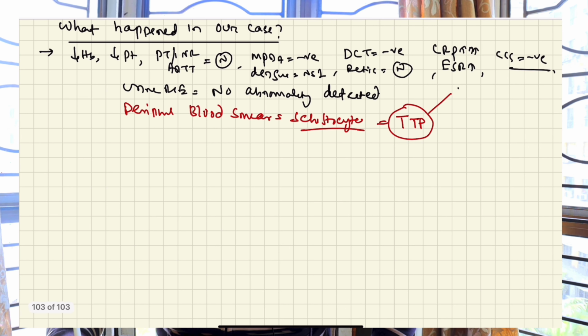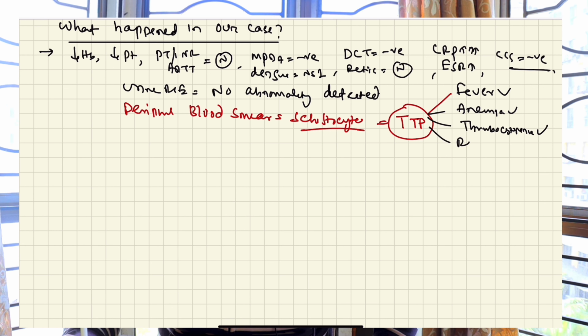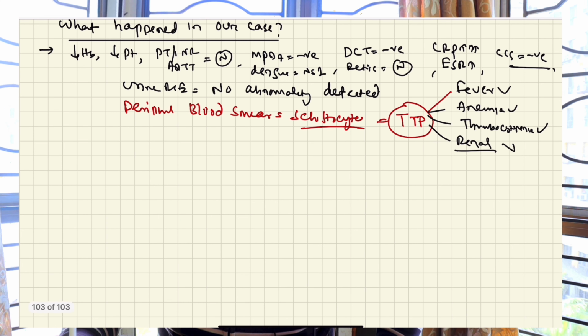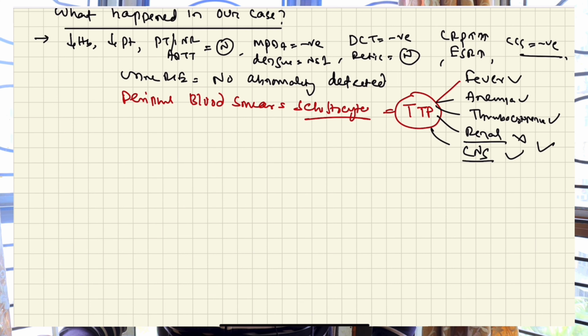What are the other criteria? Fever is there in this patient. Anemia is there. Thrombocytopenia is there. Renal dysfunction is not there. CNS, the patient presented with GTCS, it is there. So 4 out of the 5 criteria are positive in this case.